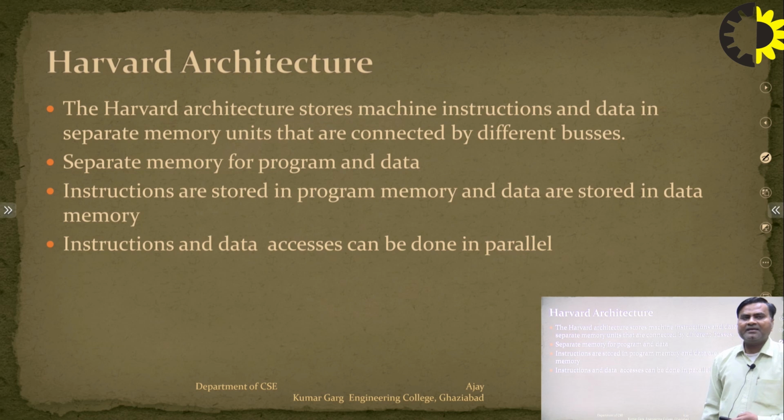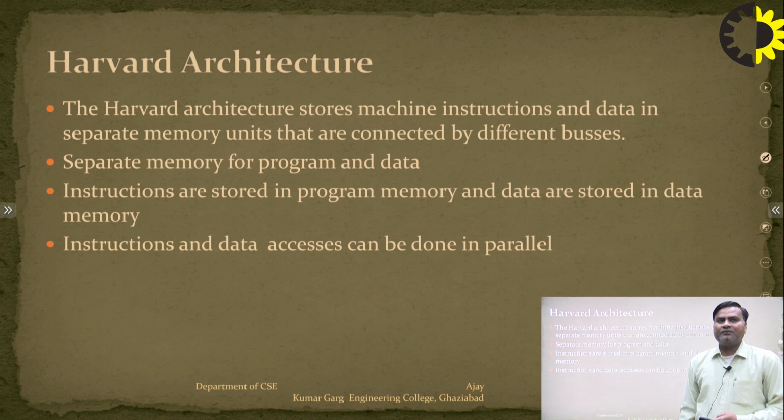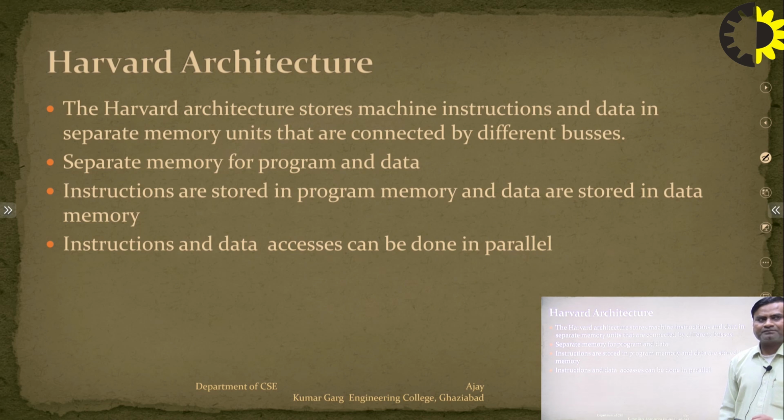Harvard architecture stores the machine instructions and data in separate memory units that are connected to different buses. There is separate memory for program and data: instructions are stored in program memory and data are stored in separate memory. Instruction and data access can be done in parallel.